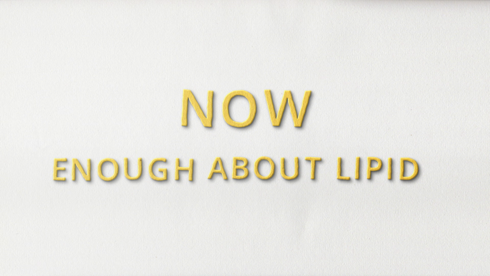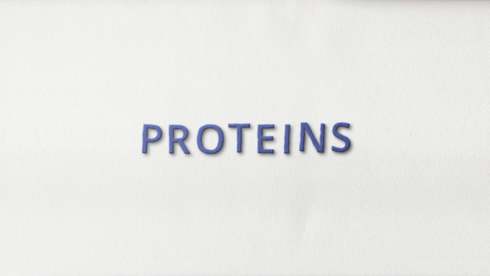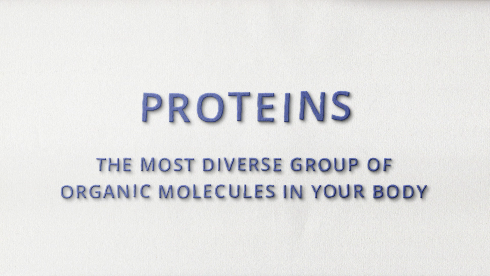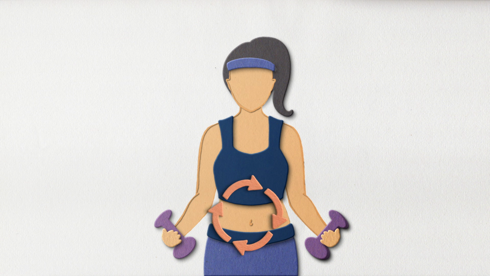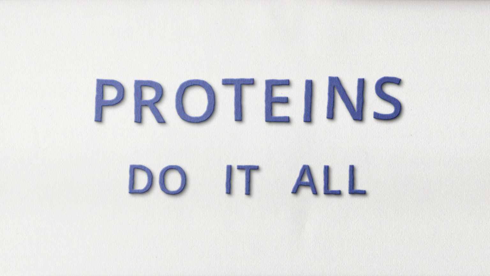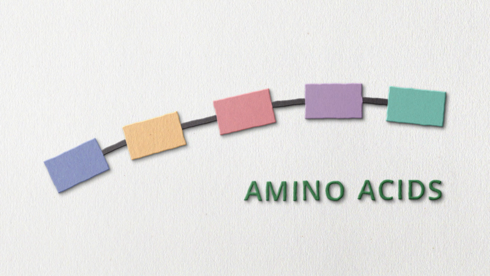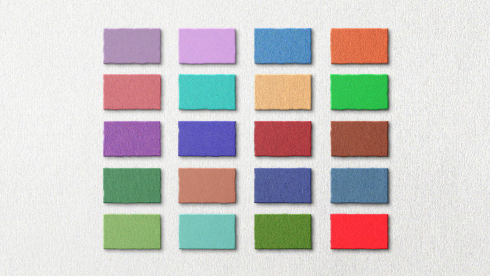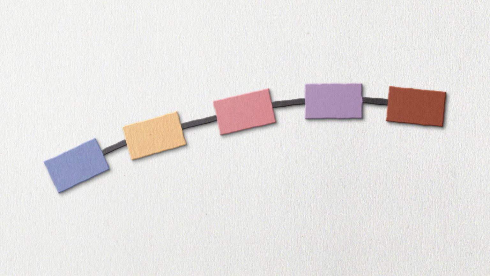Now, enough about lipids. It is time to move on to the next category of carbon-based molecules, proteins. Proteins are by far the most diverse group of organic molecules in your body. From movement and metabolism to growth and reproduction, proteins do it all. Proteins are polymers made up of monomers called amino acids. There are 20 different amino acids with which the body builds various proteins. Essentially, 20 Lego pieces that the body uses to build different structures.